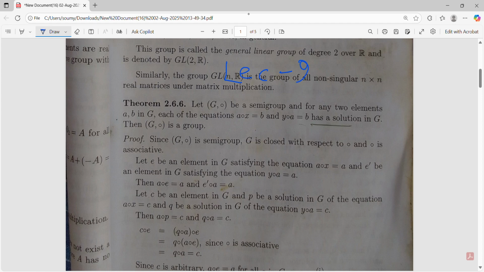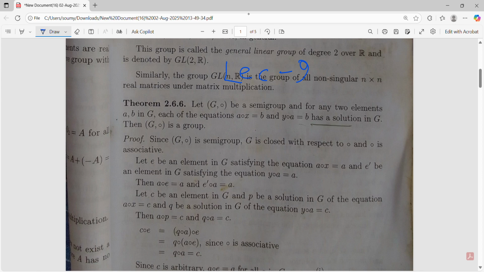So the first theorem that we will learn is given like this: let G under the binary operation be a semigroup, and for any two elements A, B belonging to G, each of the equations A compose X equals B and Y compose A equals B has a solution in G. Then prove that the set G under the binary operation forms a group.